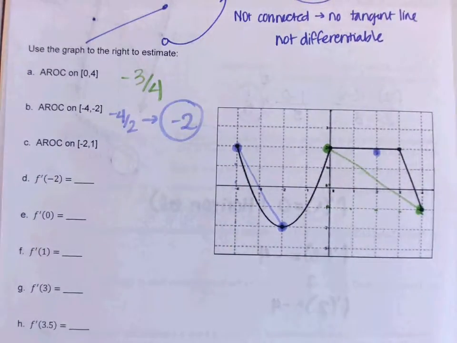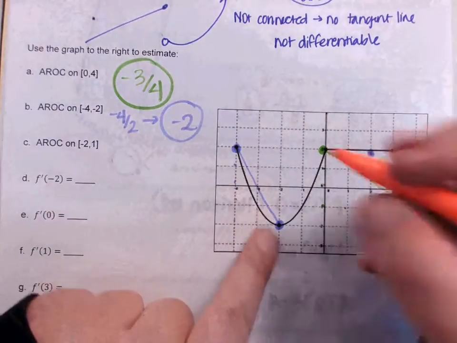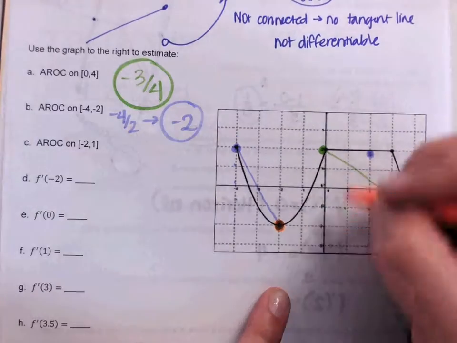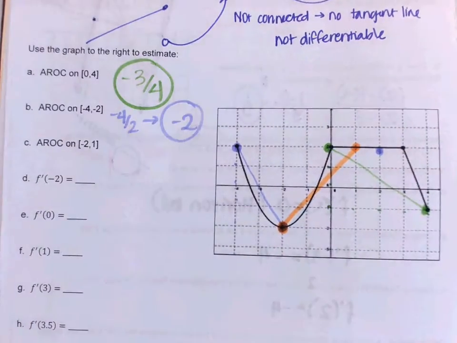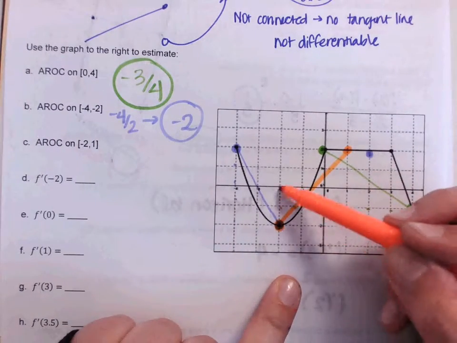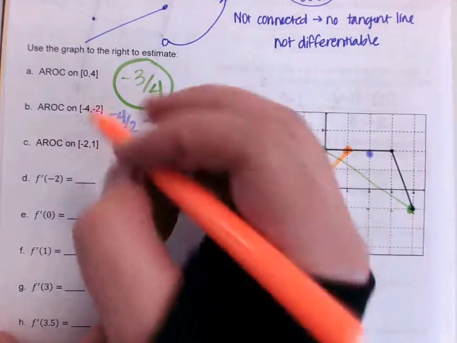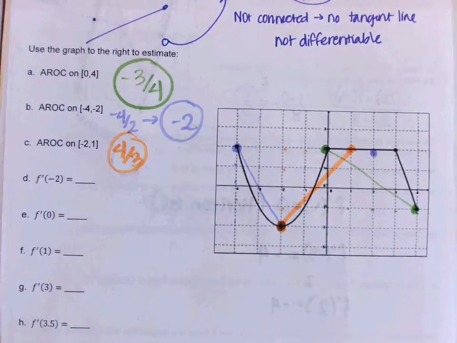Okay, last one like that. Negative 2 to 1. Draw your tangent slope in. Negative 2 is here, this same point. 1 is here. Connect your dots with a line segment, then find the slope. So if I'm counting here, 1, 2, 3, 4, 1, 2, 3, 4 thirds. Easy?